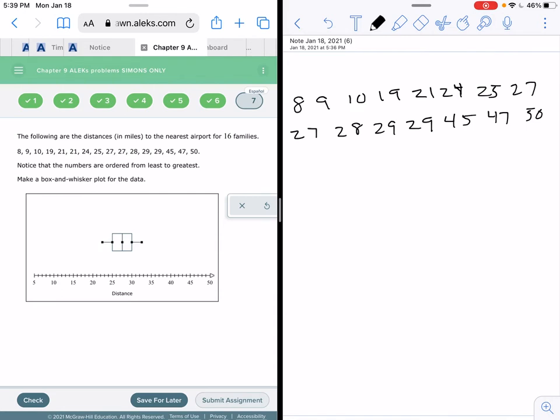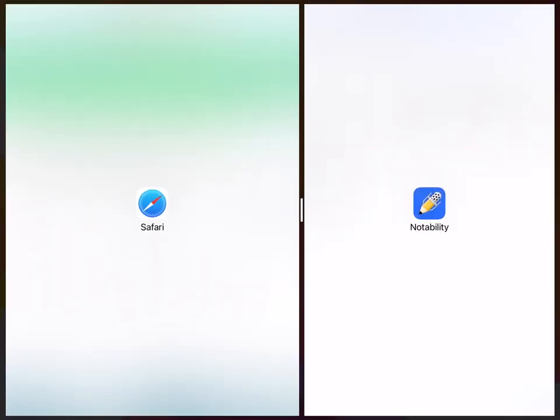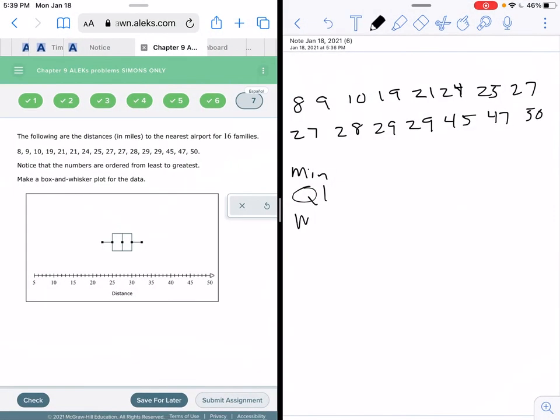All right. So remember the 5-number summary. We got 5 things we got to find. We got to find a minimum. We got to find our quartile 1. We got to find our median. Then we're going to find our quartile 3. And ALEKS calls these the lower and upper quartiles. Q1 would be the lower quartile. Q3 would be the upper. And then we're going to find our maximum.